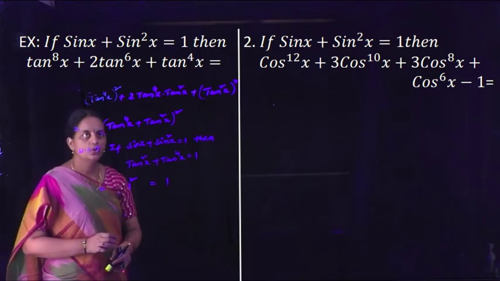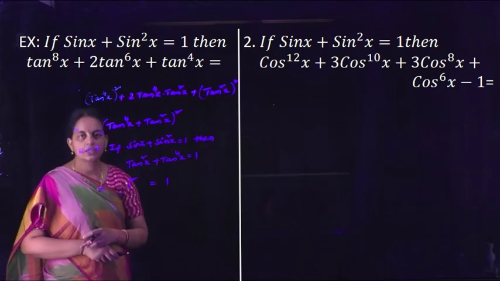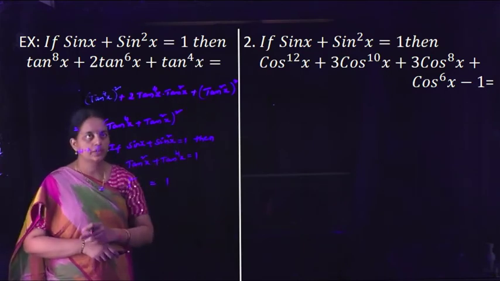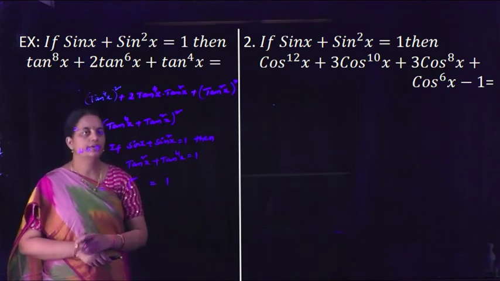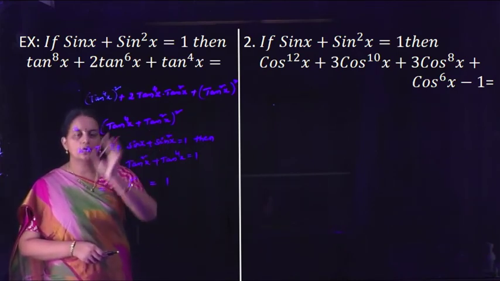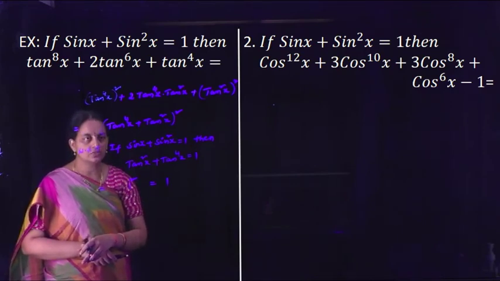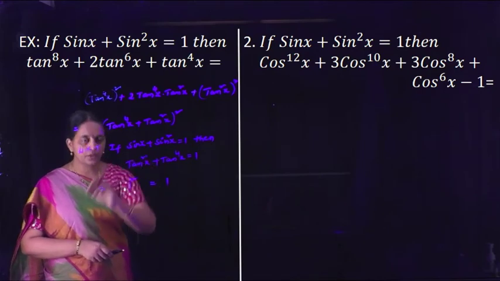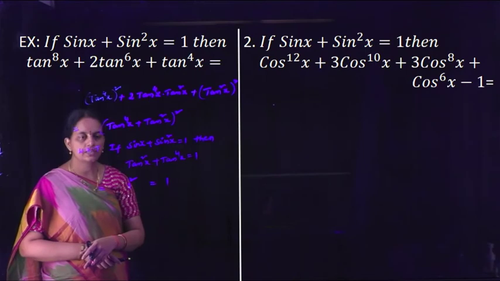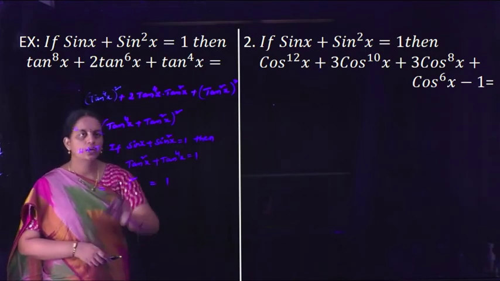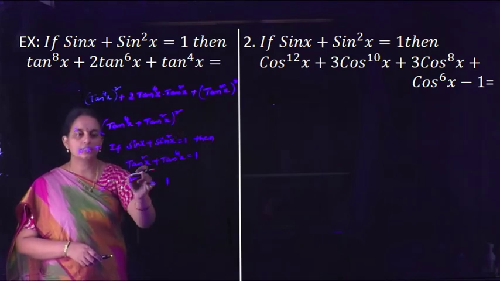Tan power 8x plus 2 tan power 6x plus tan power 4x can be written as tan power 4x whole square plus 2 tan power 4x into tan square x plus tan square x whole square. This is in the form of a square plus 2ab plus b square, that can be written as a plus b whole square. A means tan power 4x, b means tan square x. If sin x plus sin square x is equal to 1, then tan square x plus tan power 4x is equal to 1. Therefore, tan power 4x plus tan square x whole square means 1 square, that is equal to 1.